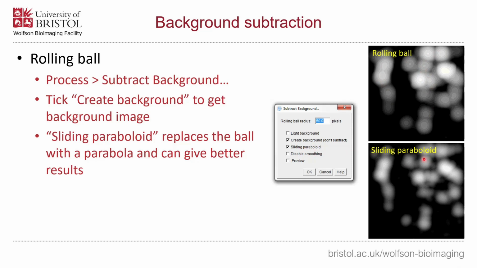There's another option here which is sliding paraboloid. This is just a different sort of physical model, so rather than being a ball it's a paraboloid, and you can see most noticeably at the edge often you get different sort of fade outs. And you can also enable previewing here, as is common with a lot of ImageJ features, so as you're changing these settings you can see in real time what the effect's going to be.